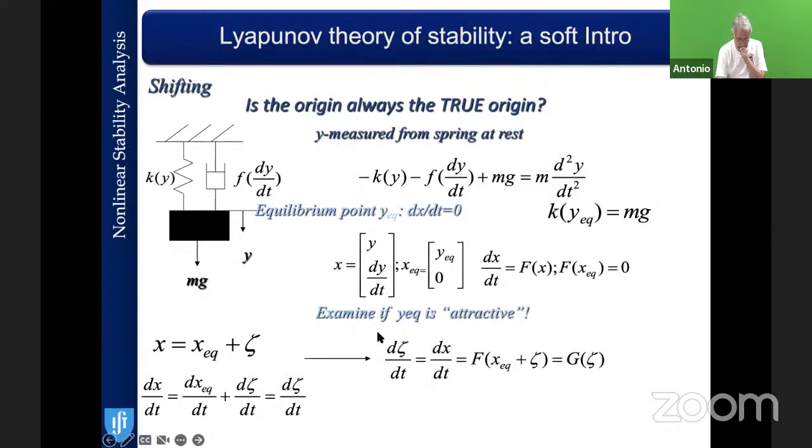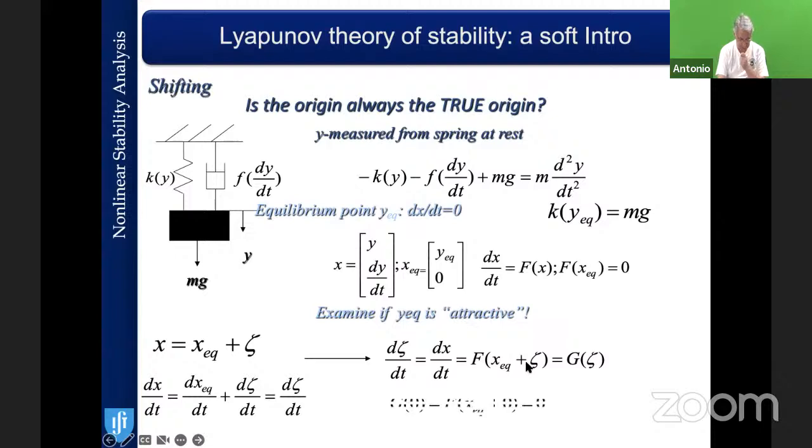Now, dx dt is equal to f of x, which is x equilibrium plus psi. This is equal to f of x equilibrium plus psi. This is a function of psi only because the x equilibrium is well known. So you call this function g of psi.